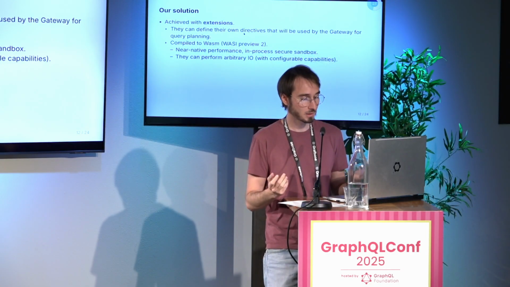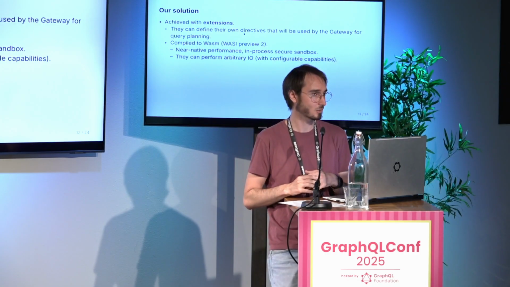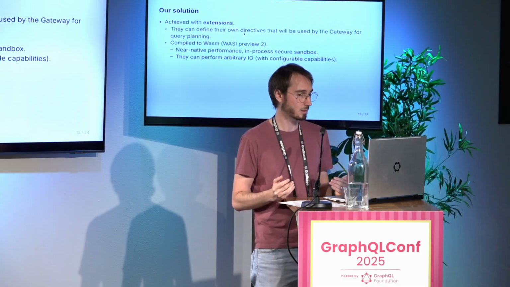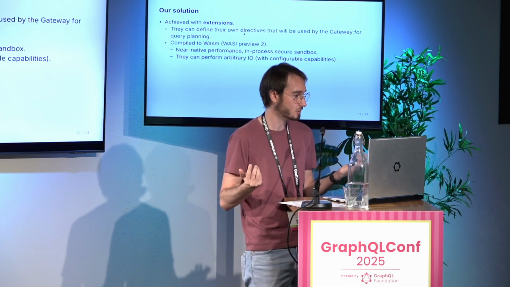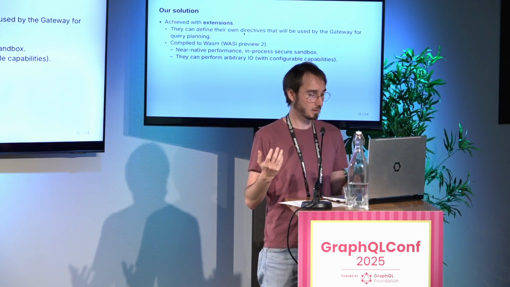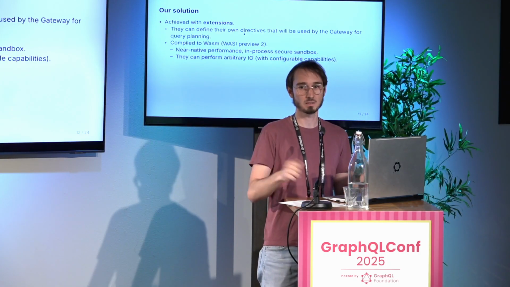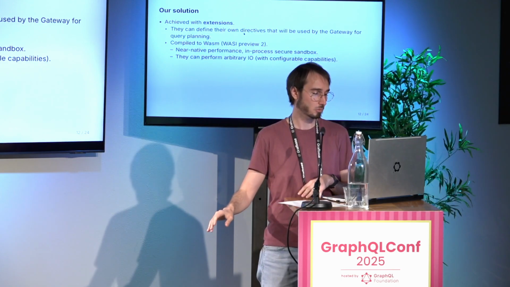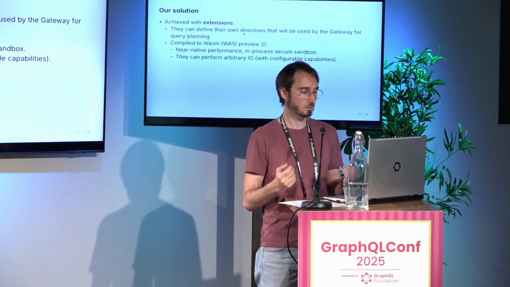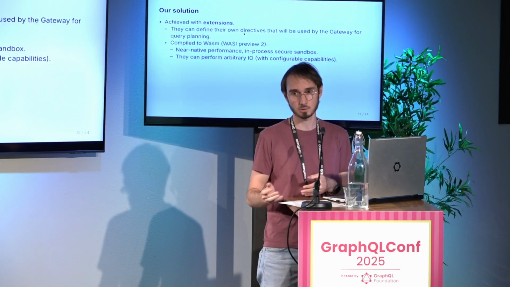So our solution is extensions. I've talked about extensions in the previous talk. It's a different kind of extensions called authorization extensions. And they are WebAssembly plugins that you pass to the gateway. There are open source ones. You can build your own. They are sandboxed. They are pretty fast. You can do arbitrary I/O. It's important for authorization.